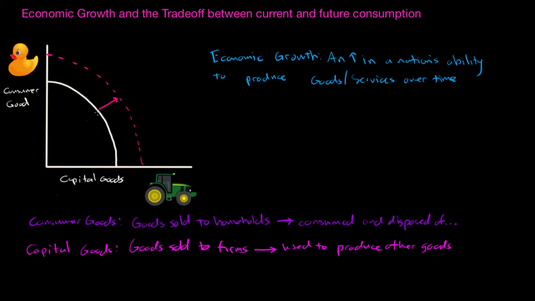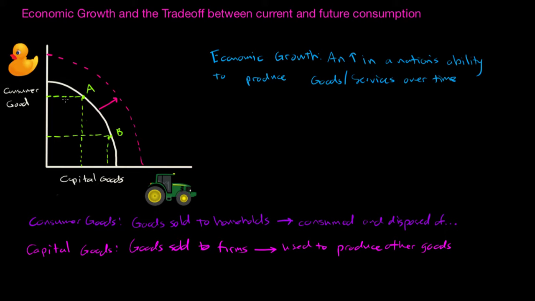So let's look back at our white PPC here. Let's assume that this represents today's production possibilities for a hypothetical country. A country can choose to produce more consumer goods today. By doing so, it would be producing at a point such as point A. Notice that at point A, the country is producing more rubber duckies, but the opportunity cost is the capital goods or the tools that it could be producing instead. Or society can choose to allocate its resources at a point such as point B.